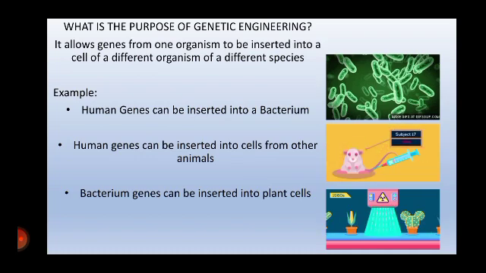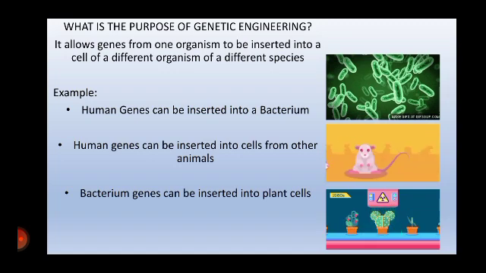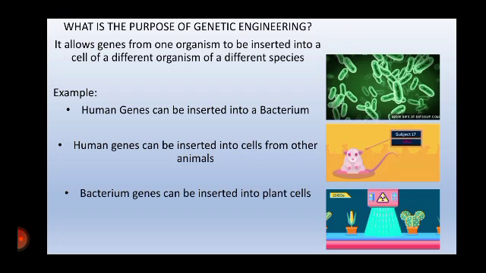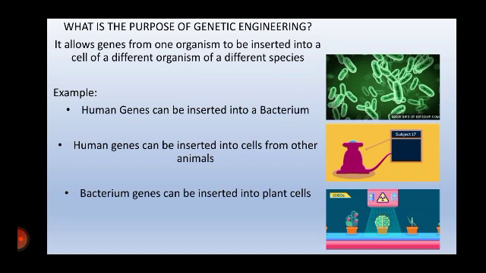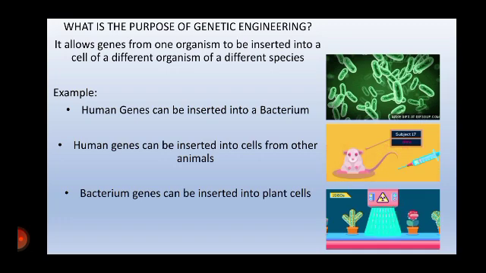So what is the purpose of genetic engineering? Genetic engineering allows genes from one organism to be inserted into a cell of a different organism of a different species. For example, human genes can be inserted into bacterium, human genes can be inserted into animal cells, and bacterium genes can be inserted into plant cells.